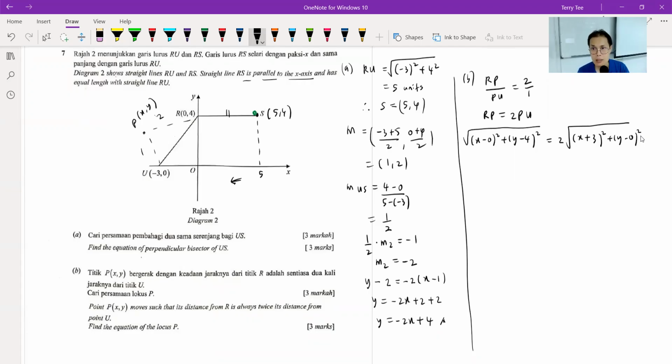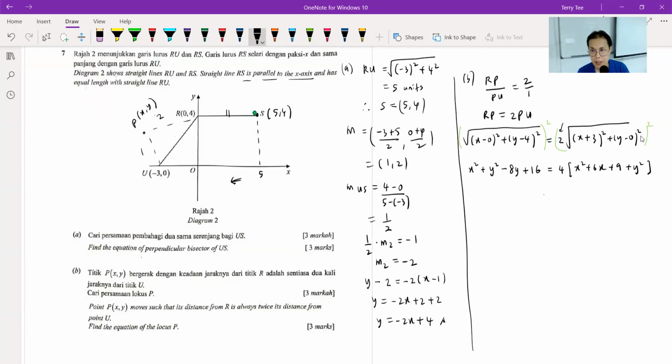So let's square both sides. When we square both left and right, the square root disappears. So this is x squared, and for the (y minus 4) squared, when I expand, I get y squared, 2 times y times -4, that's -8y, and -4 squared gives us positive 16. Now the 2 here, if you square it, you get 4. Expand this bracket, this will be x squared plus 6x plus 9, and you have a y squared.